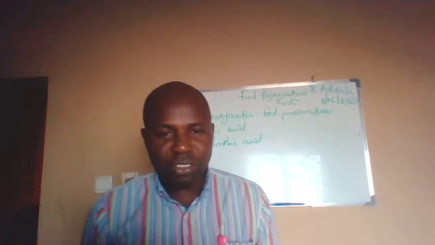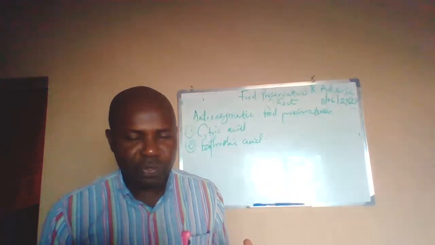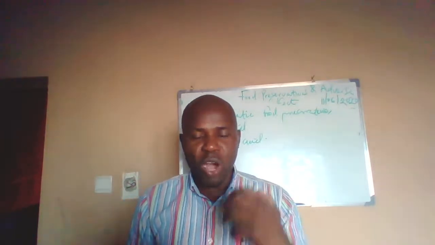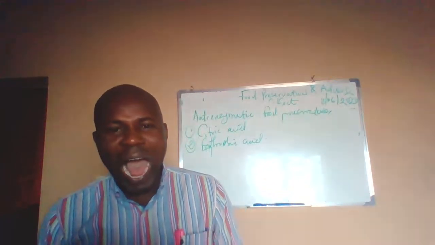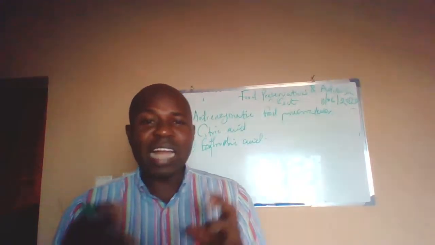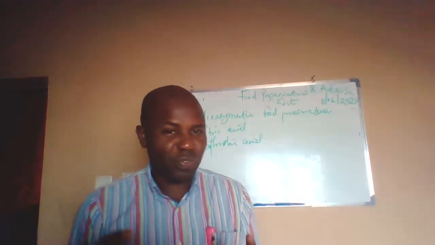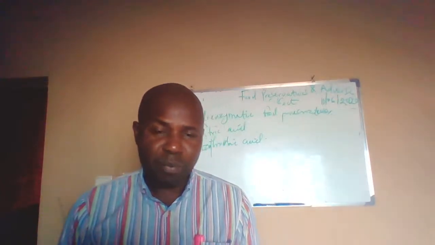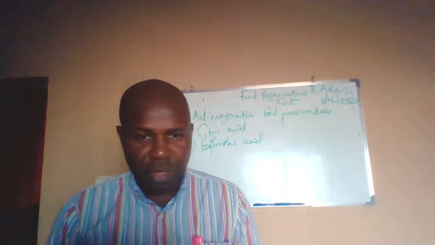What we have said earlier on is that we have 3 major classes of food preservatives. Number 1, one class is antioxidant food preservatives. We also have antibacterial food preservatives. And we also have anti-enzymatic food preservatives. Those are the major classes of food preservatives we have basically.